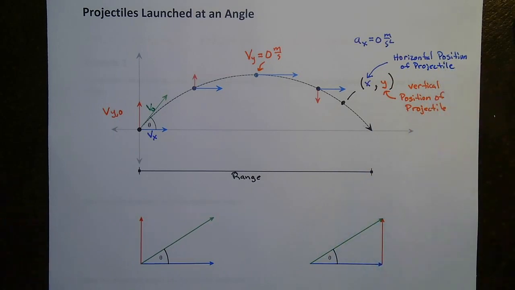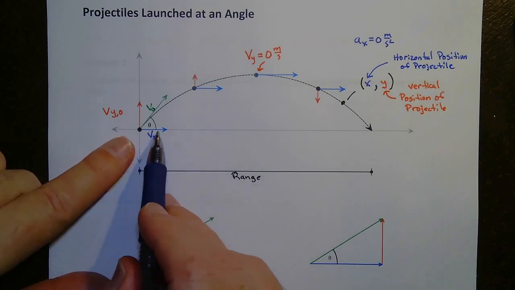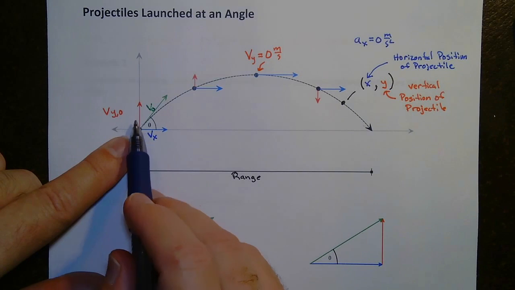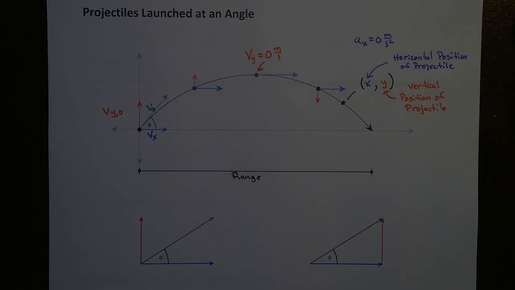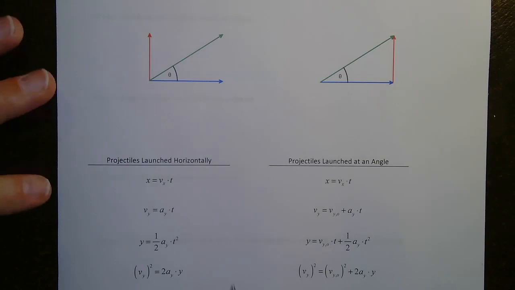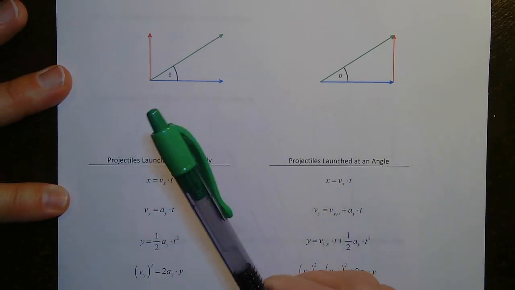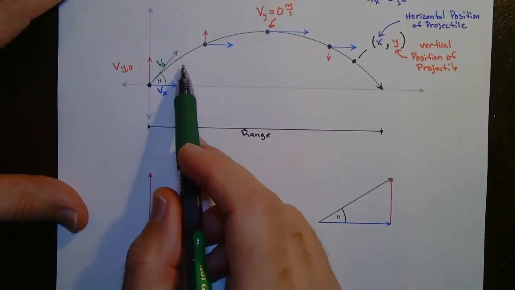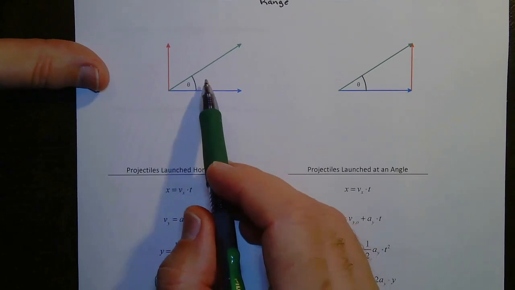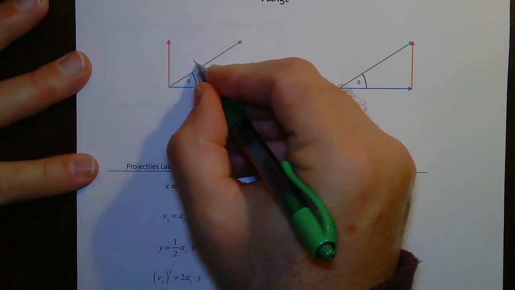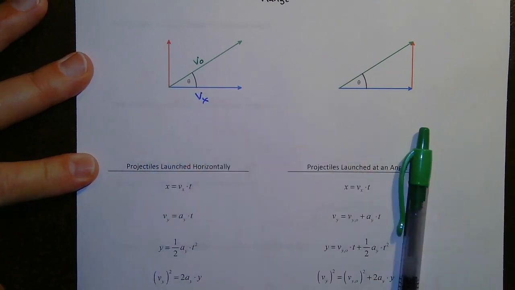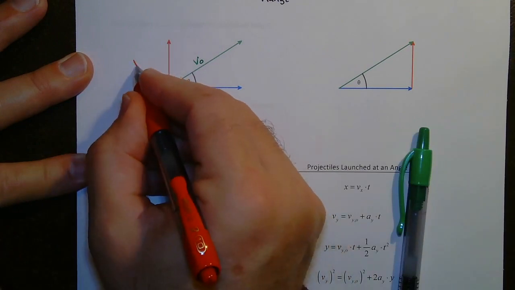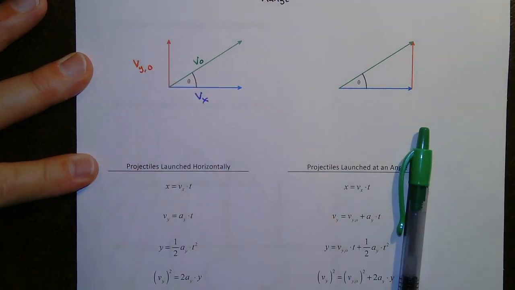All right, so let's talk about how we can get the starting horizontal velocity and the starting vertical velocity from this original velocity. So here's the vector from above. This vector right here is right here, so I've just zoomed in on it. This is my V sub O, and this is my horizontal velocity, V sub X. And this is going to represent my original vertical velocity.